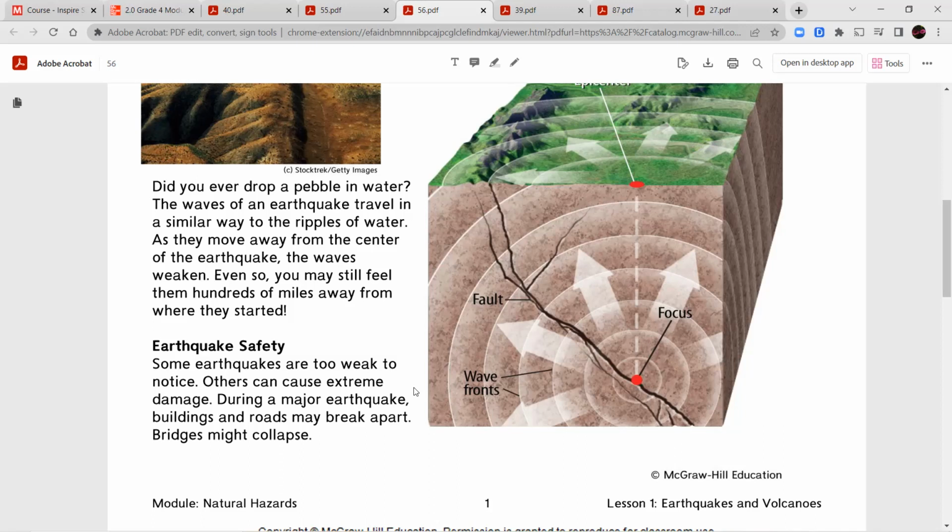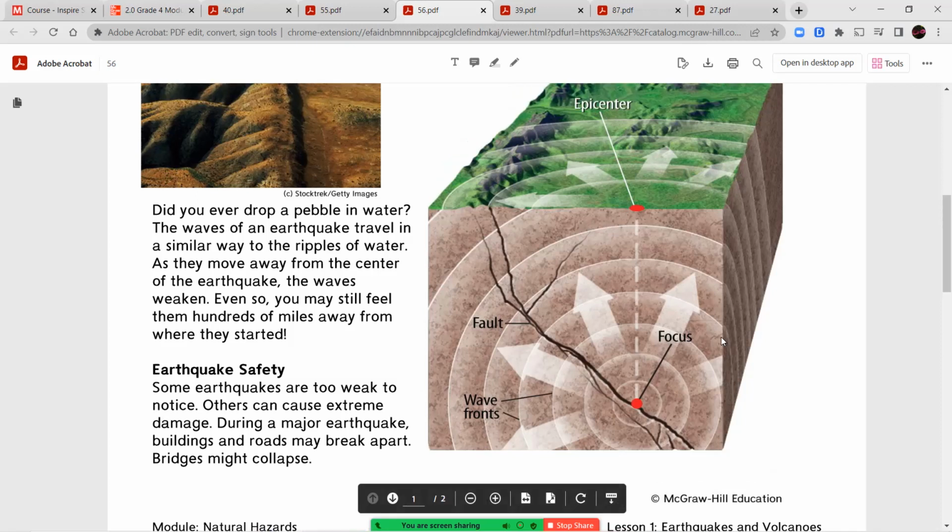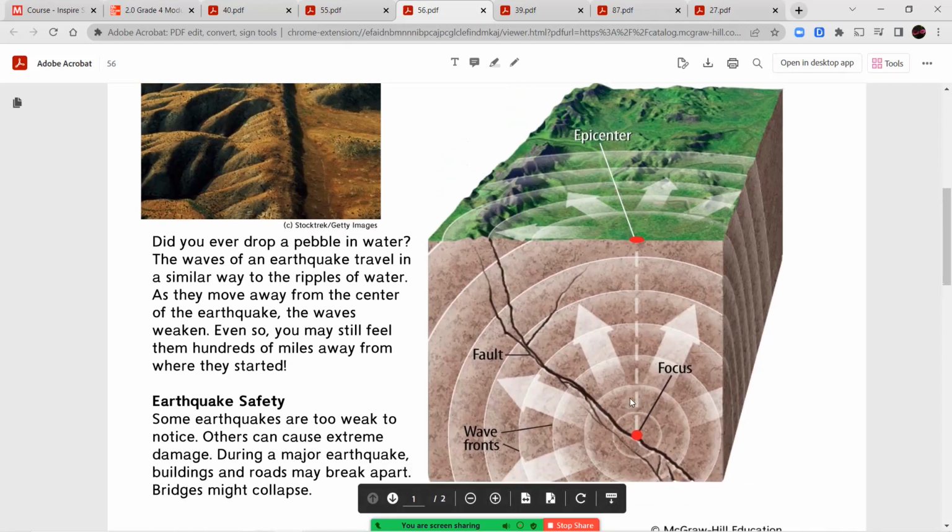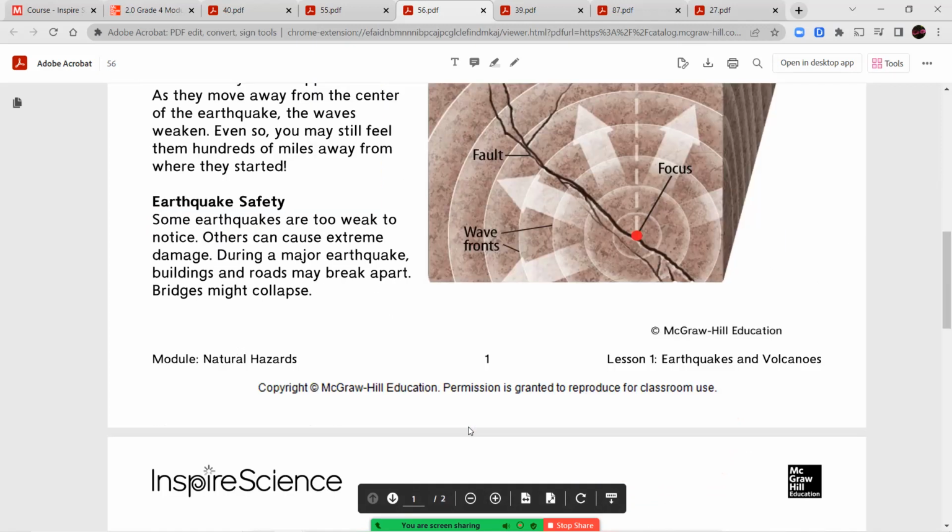Earthquake safety. Some earthquakes are too weak to notice. Others can cause extreme damage. During a major earthquake, buildings and roads may break apart. Bridges might collapse. So here we can take a look at this diagram. Now the focus point is where the earthquake began. It usually begins along a fault. The epicenter is the point from where those waves are moving outwards on the surface.